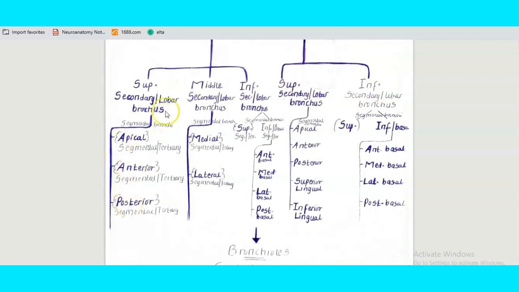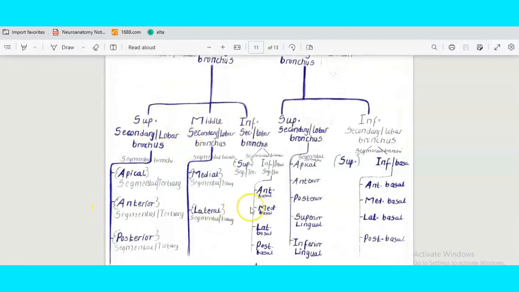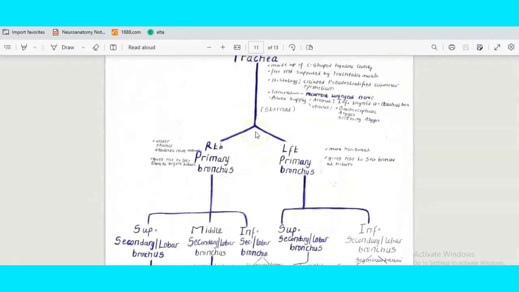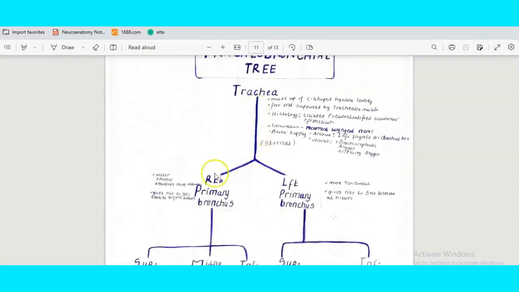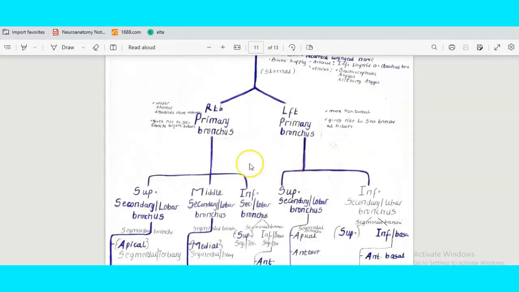Now, remember we talked about the pulmonary segments of the lung. Let's talk about that in detail before we come back to this. So what have we talked about now? The trachea bifurcating into two at the sternal angle, the right primary bronchus and left primary bronchus. The right primary divides into three: superior, middle, and inferior, while the left divides into superior and inferior. So now let's go back to this.